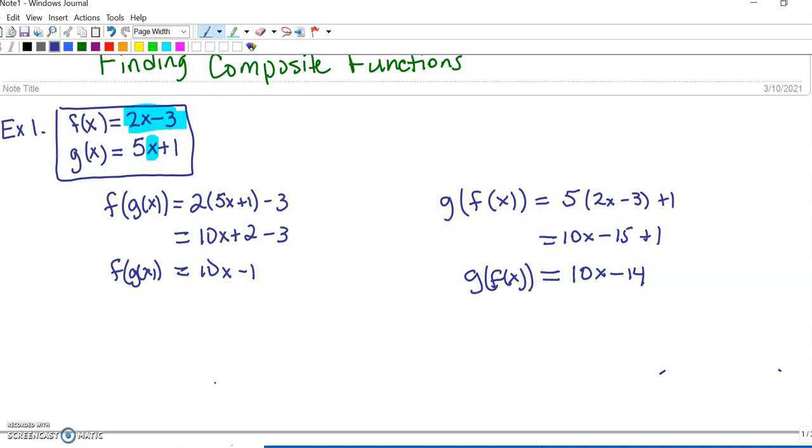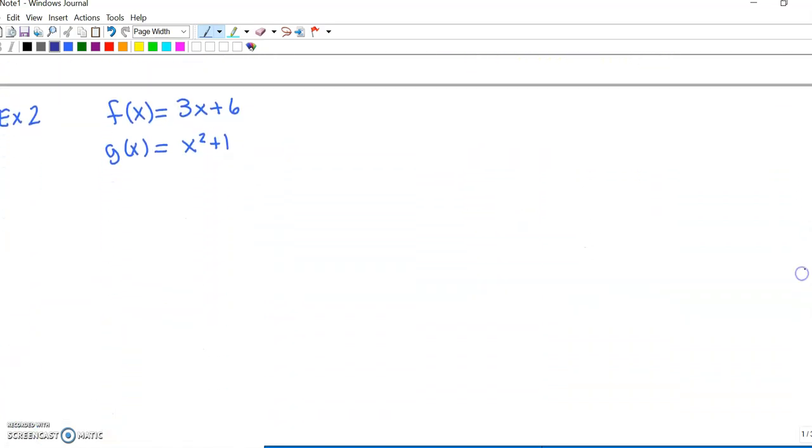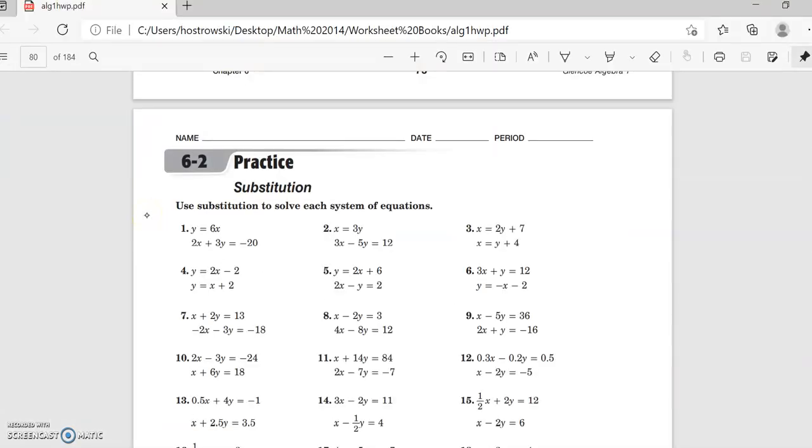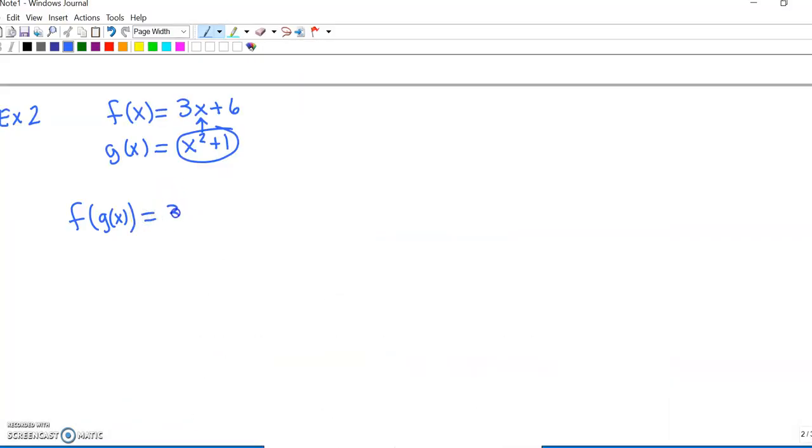Okay, got 2 more examples for you. Try to keep this quick. So just some different things that can happen with the algebra. If I want f of g of x, I'm putting g into the f function. So we've got 3 times x squared plus 1 plus 6. 3x squared plus 3 plus 6. 3x squared plus 9.